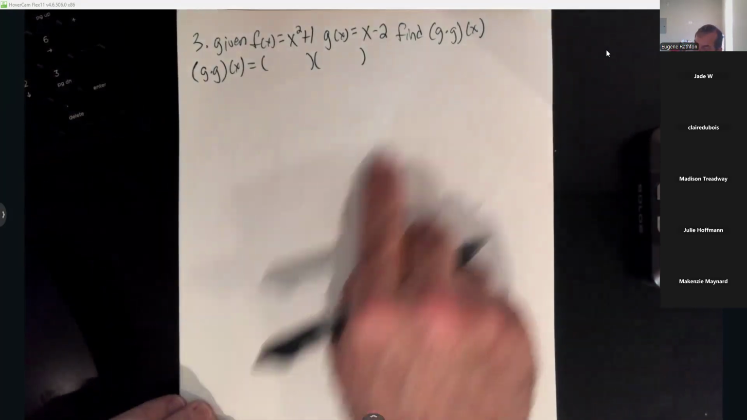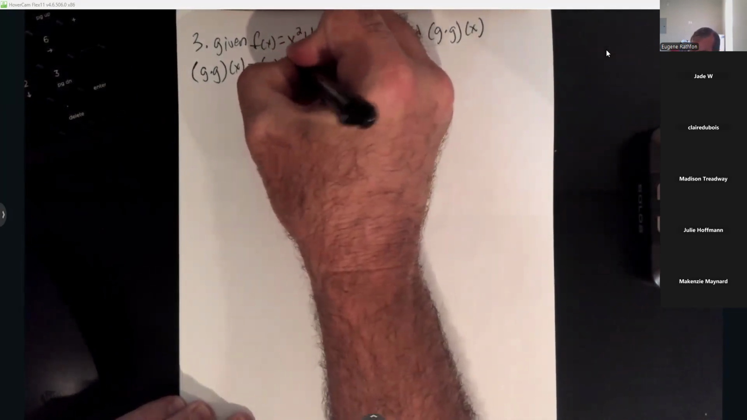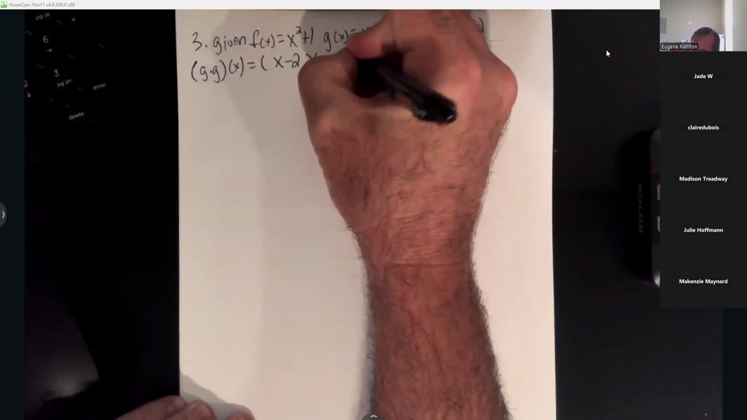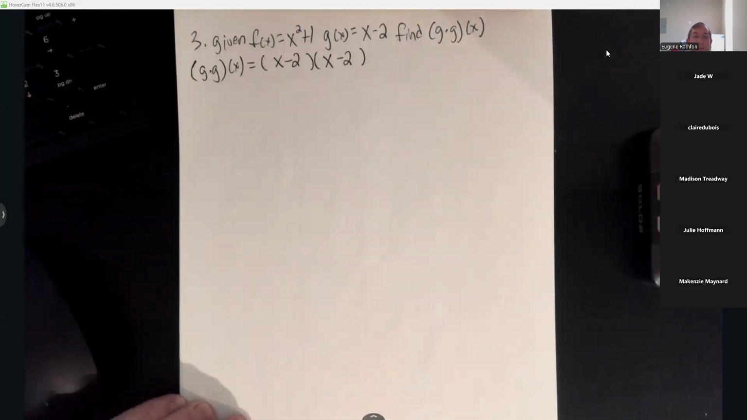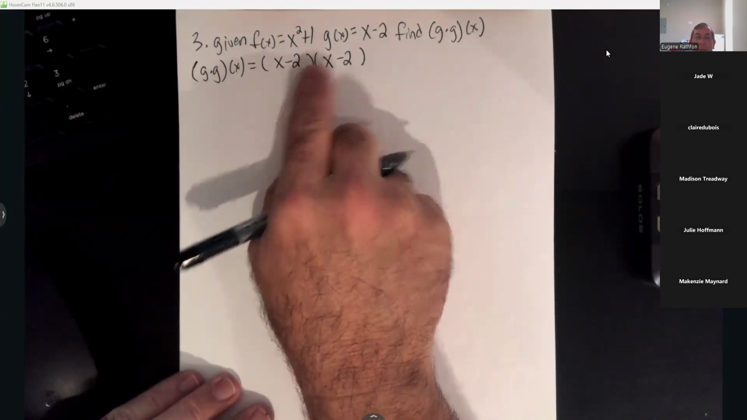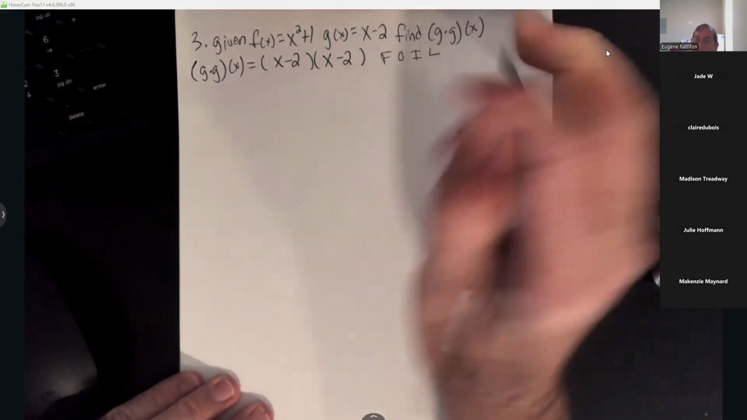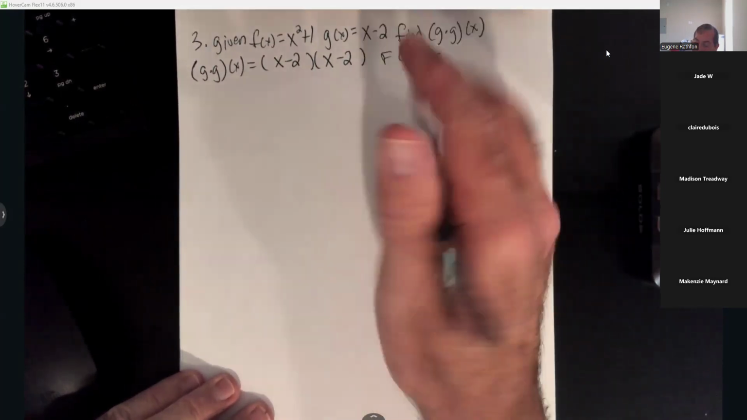Okay. So what was g? g was x minus 2. So we're going to put an x minus 2 in both parentheses. All right, so once again, I got two things times 2. So I'm going to FOIL this one out.